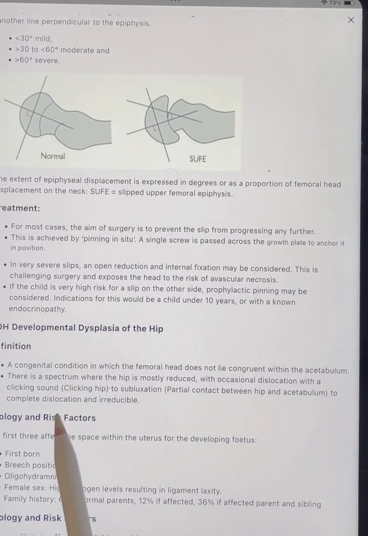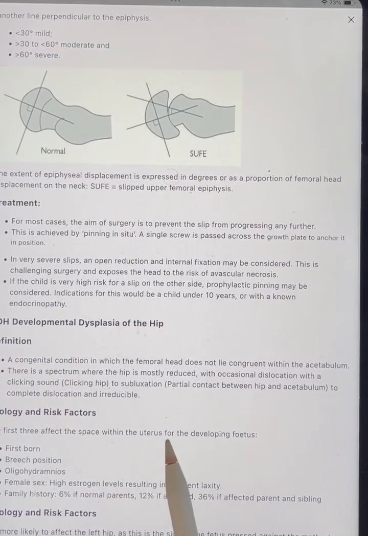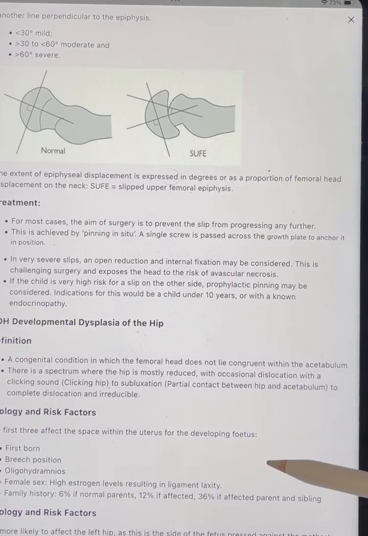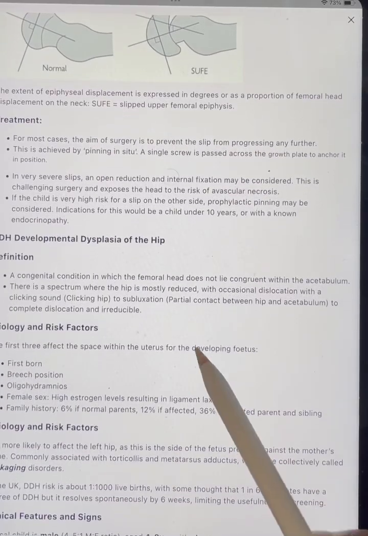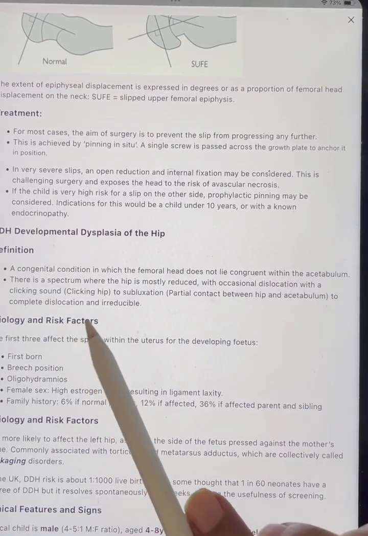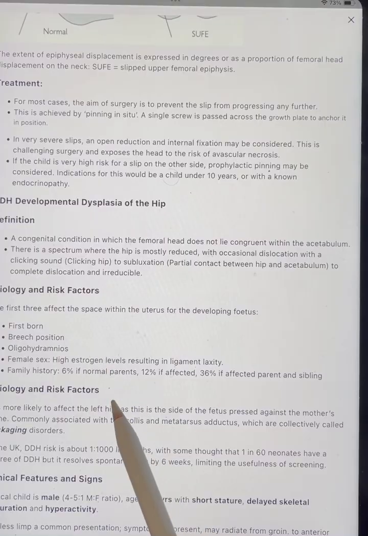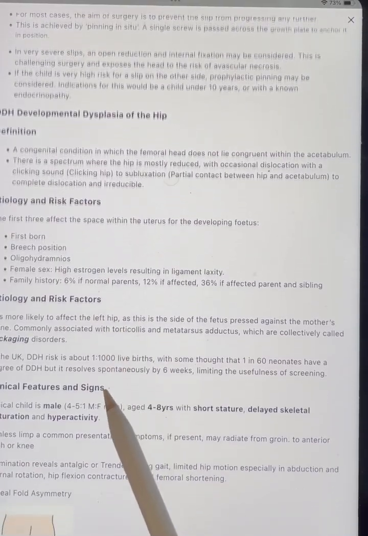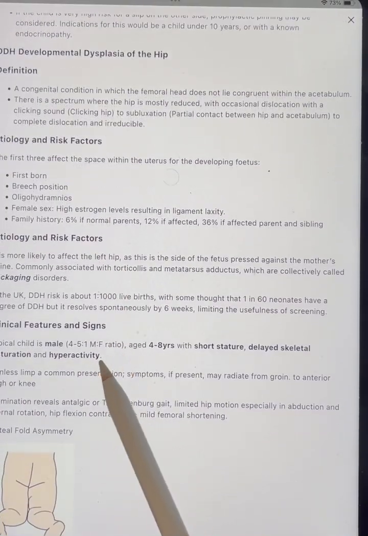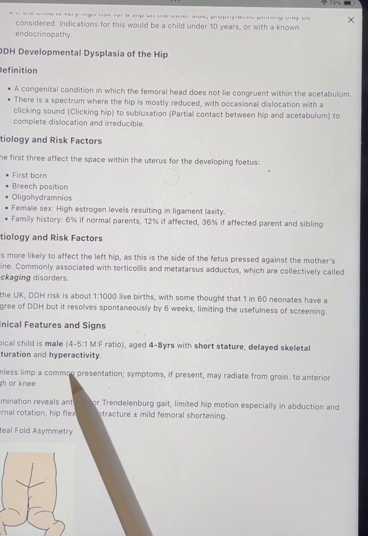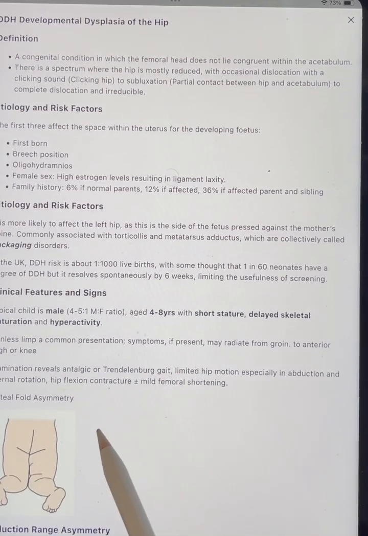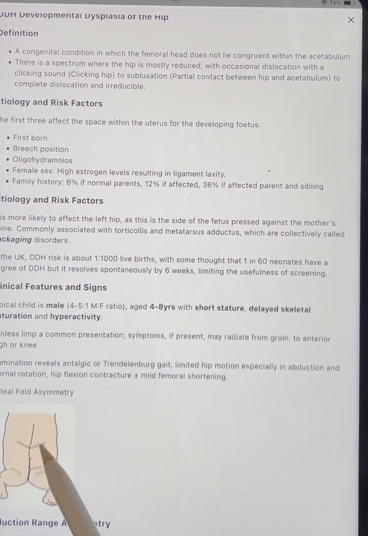Now DDH is congenital, in which the femoral head is not congruent with the acetabulum. There is a spectrum, with a clicking sound in the hip. Etiological factors: first born child, breech presentation, oligohydramnios. The clinical picture: female is more common, 4 to 8 years. You see gluteal folds. This is gluteal fold asymmetry.